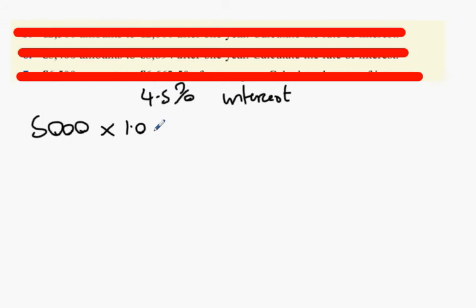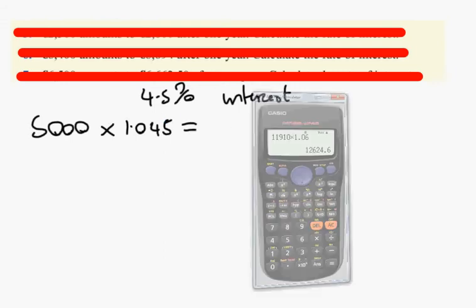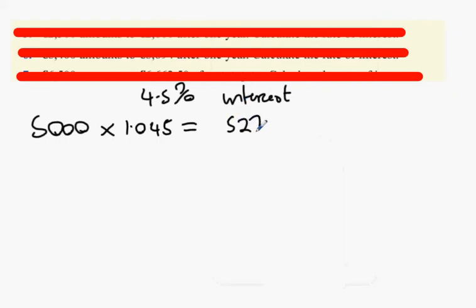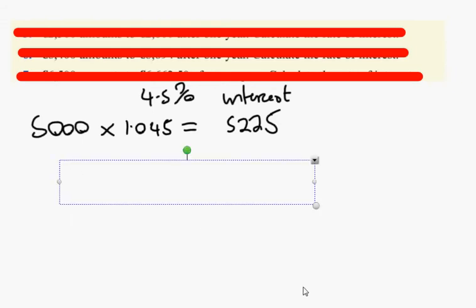I multiply by 1.045, okay? Now this 1.045, multiplied by my 5,000, tells me that I get 5,225. Now, I can word this in 2 different ways for you, okay? I can do this 2 different ways. I can word a question like this.